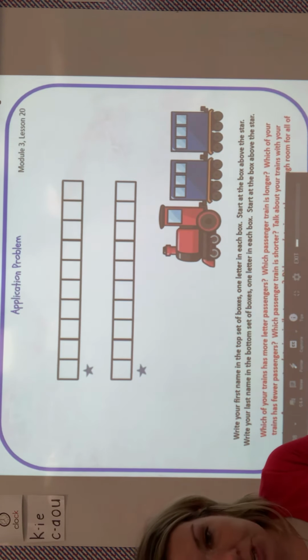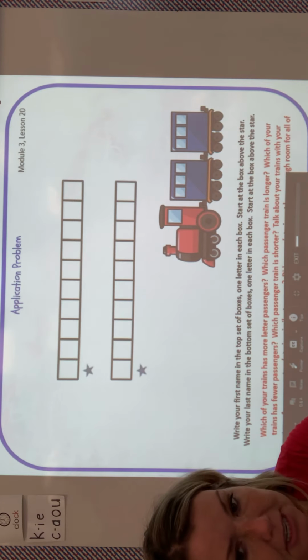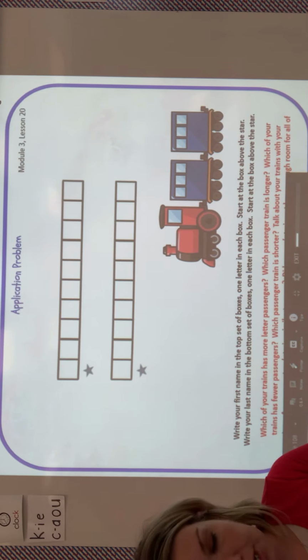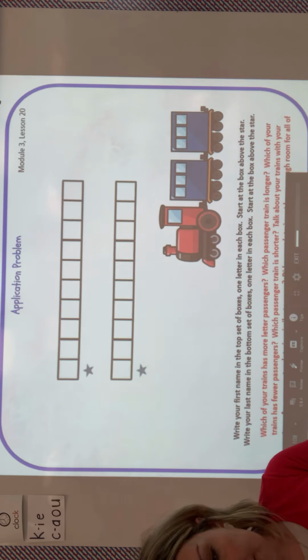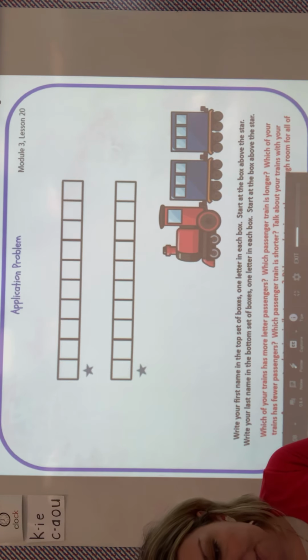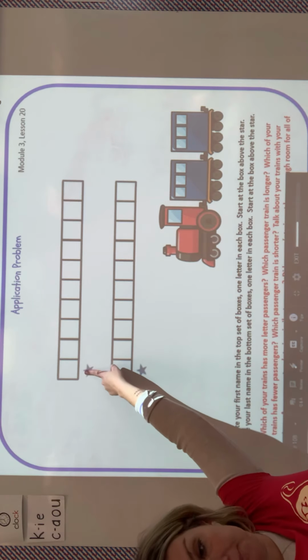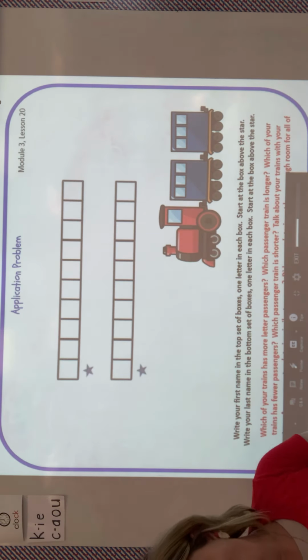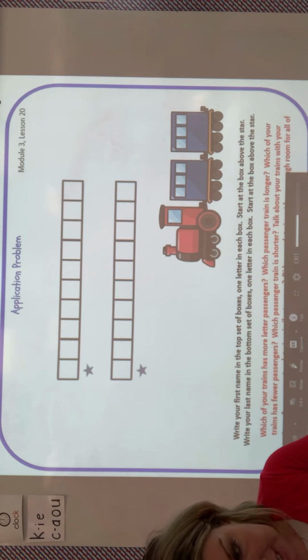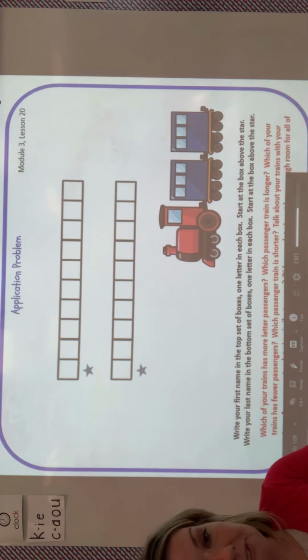Okay, so here's what we're gonna do. We've done something similar to this before. We're gonna try it again. Write your first name on the top set of boxes. So here's the top set of boxes. Write one letter in each box. Start at the box above the star.